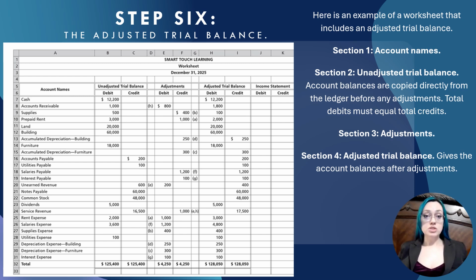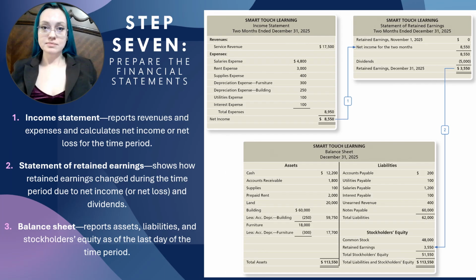So Section 1 is the account names. Section 2 is the unadjusted trial balance. Account balances are copied directly from the ledger before any adjustments. Total debits must equal total credits here. Section 3 is the adjustments, and Section 4 is the adjusted trial balance. This gives the account balances their adjustments, so each amount in these columns is calculated by combining the unadjusted trial balance amounts plus or minus the adjustments.